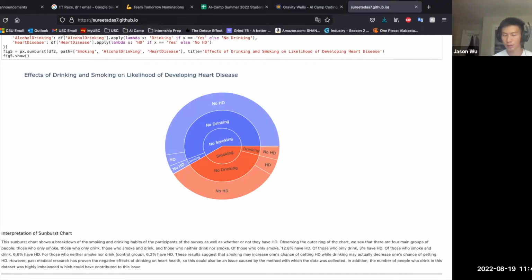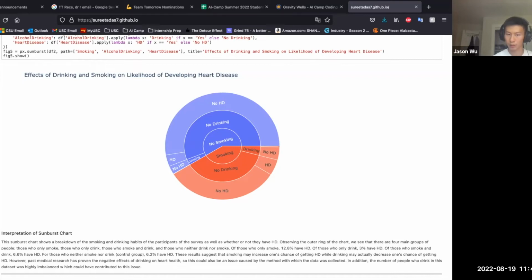From this, we concluded that smoking and the chance of getting heart disease could be positively correlated. And actually, we found that drinking and the chance of getting heart disease could be negatively correlated. However, this result could be because we had a low sample size for those who only drank. This actually goes against some medical studies which show that drinking could have adverse effects that increase your chance of having heart disease.